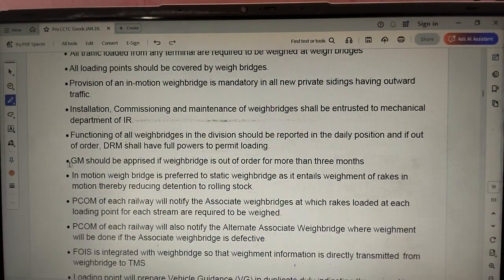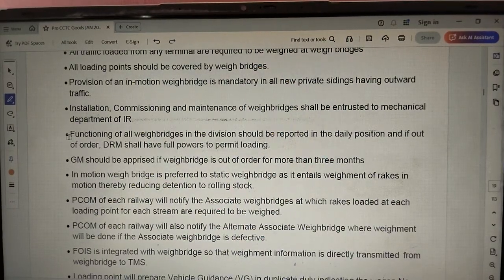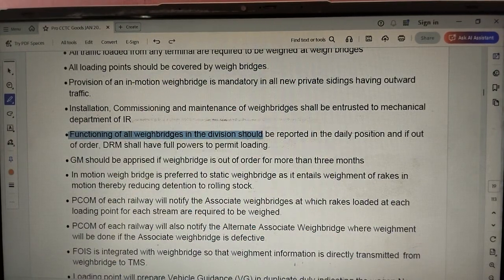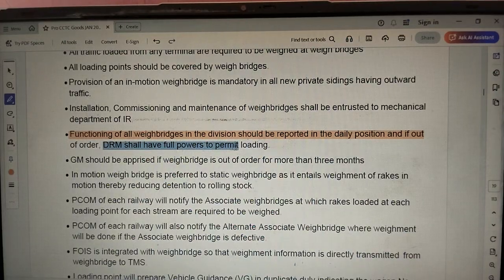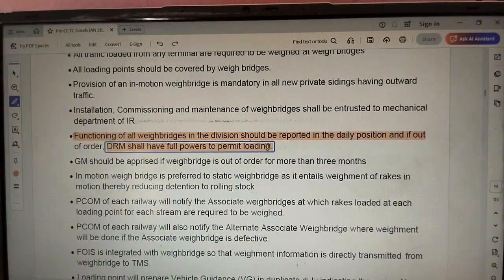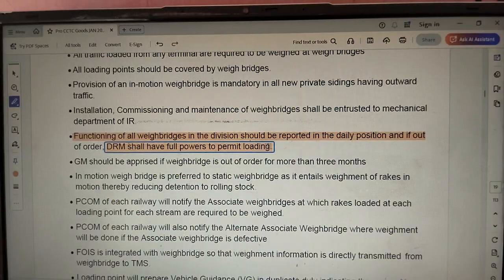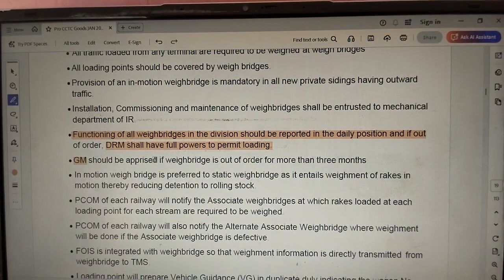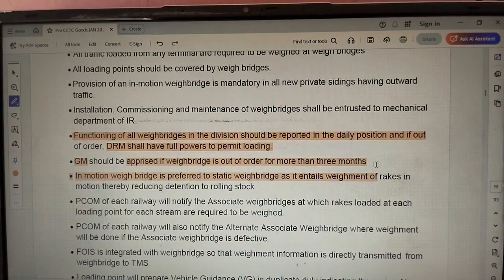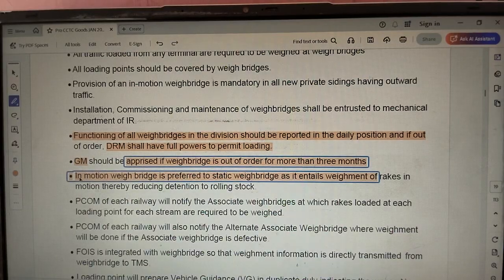Functioning of all weighment in divisions should be reportable in the daily position, and out of order, DRM shall have full power. If weighment is out of order, who is the authority to give full power? DRM has full power. This is the question: GM should be apprised if weighment is out of order for more than 3 months. If weighment is more than 3 months out of order, we have to inform GM also.